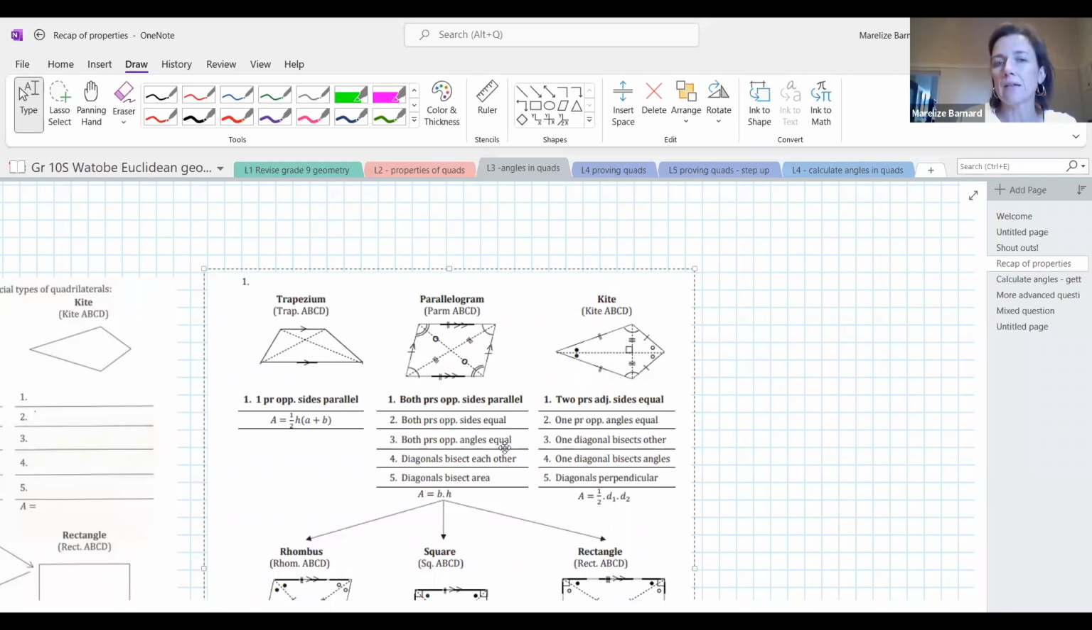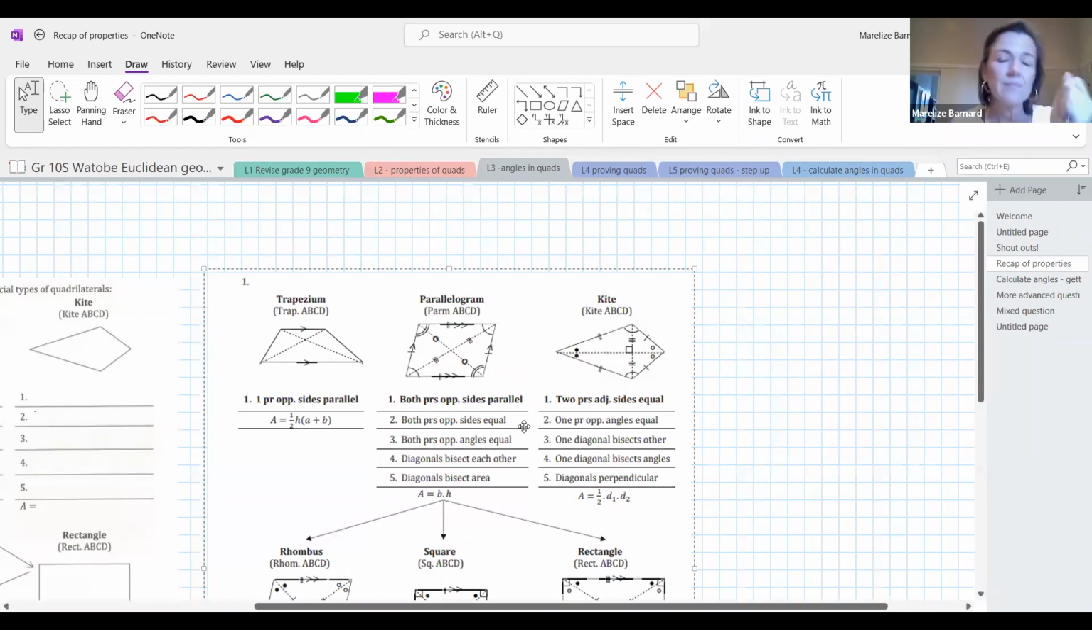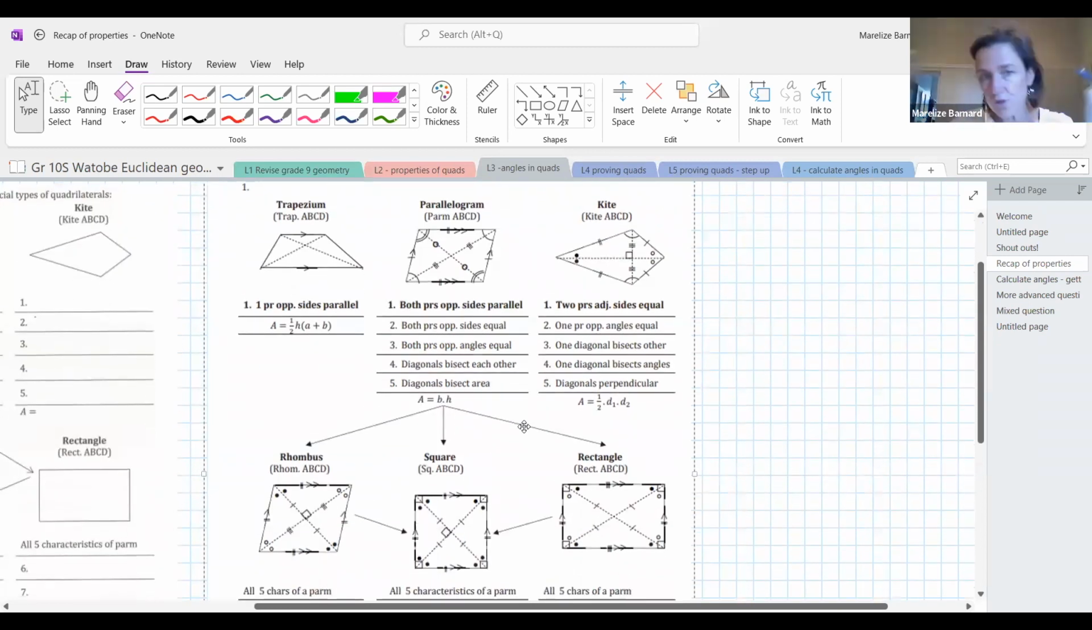It's like the shape's DNA. Okay, so if my DNA was different, I would be someone else. So if the parallelogram did not have both pairs of opposite sides parallel, then it would be something else. Okay, so you got to know that first one and then the ones that follow from it.